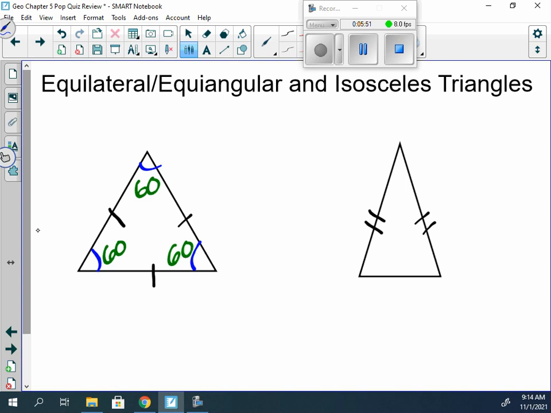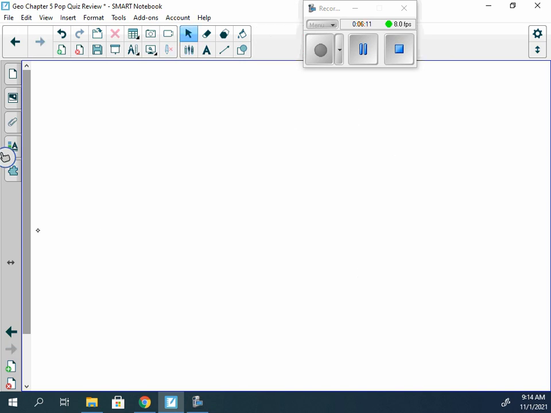And lastly, with the isosceles triangle, well, the base angles are going to be congruent because the angles opposite congruent sides are congruent. The sides opposite congruent angles are congruent to each other. Any other questions on any of this here?